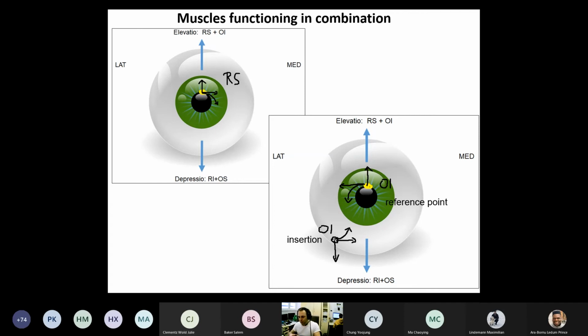This way, it's much easier to study and to memorize finally the muscle functions if you keep these combinations in mind. Okay?